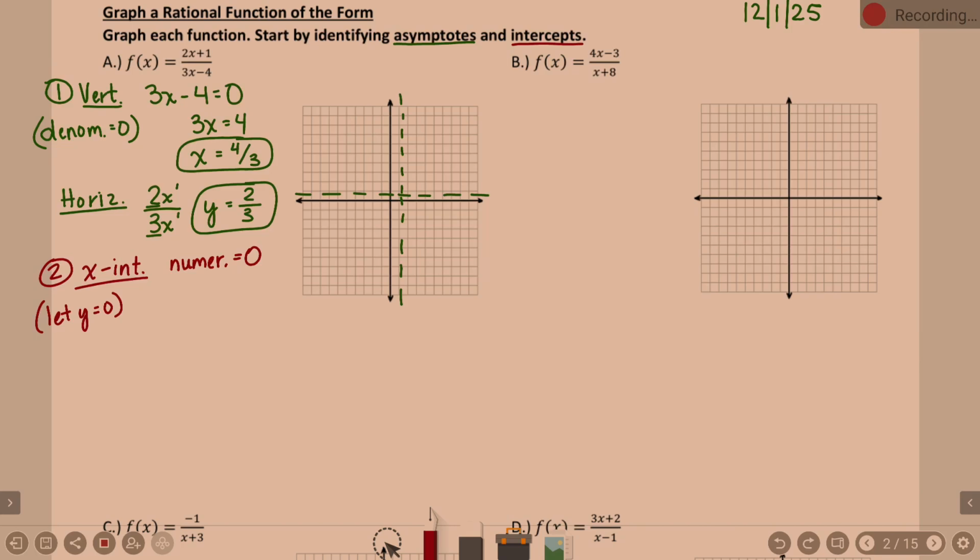Okay, so in this case, my numerator, being 2x plus 1, set it equal to 0. So I'm going to subtract 1. 2x equals negative 1. Divide by 2. X equals negative 1/2. That is my x-intercept. X equals negative 1/2. If you want to think about it as an ordered pair, it's negative 1/2, comma 0.